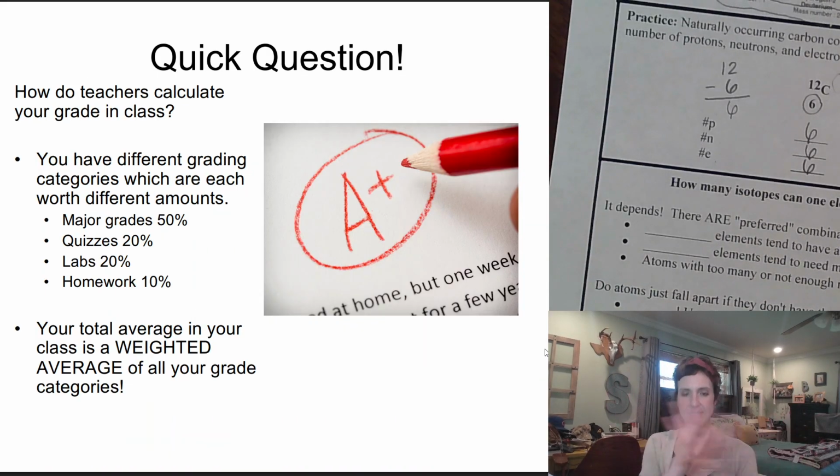Okay, let's talk about this. This is not represented in our notes handout, but this is a good conversation that will lead us into our lesson on average atomic mass. How do your teachers calculate your grade in my class? We have different grading categories, which are each worth different amounts. Your major grades, like your tests, are 50% of your overall average, quizzes are 20%, labs are 20%, and homework is 10%. Your average in my class is a weighted average of all of these grading categories.